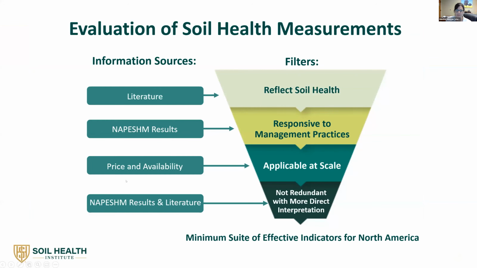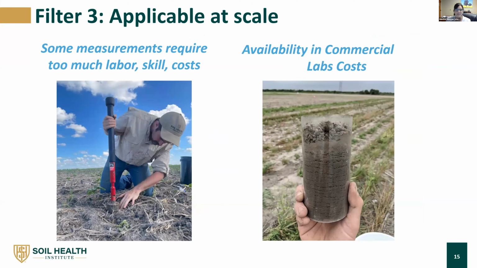Okay, so we're looking at price and availability. So here are some examples. Bulk density, we love it. It's really important if we want to track changes in carbon stock. It's telling us about porosity and it's responsive to management.